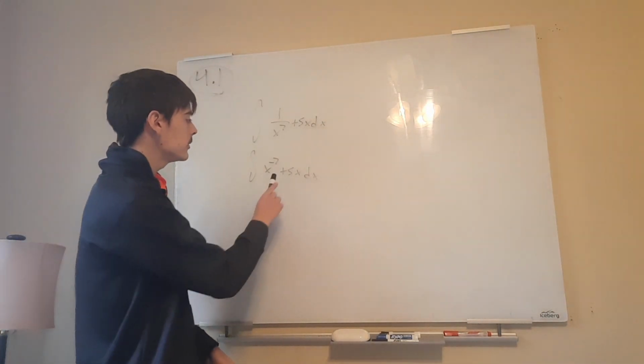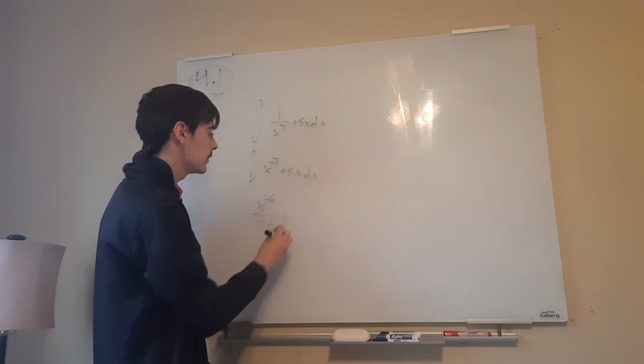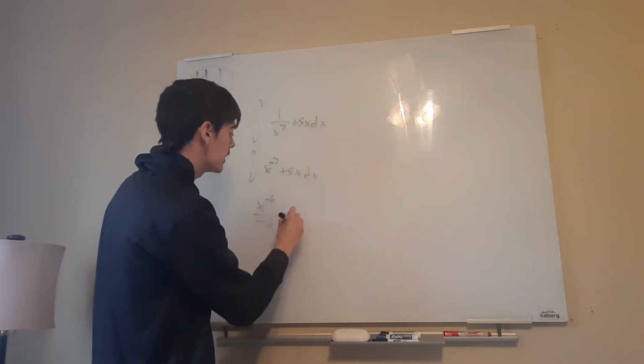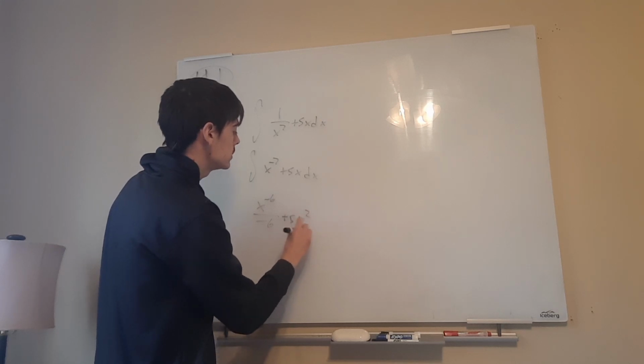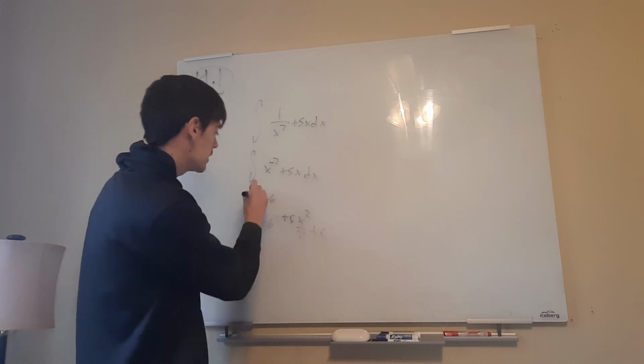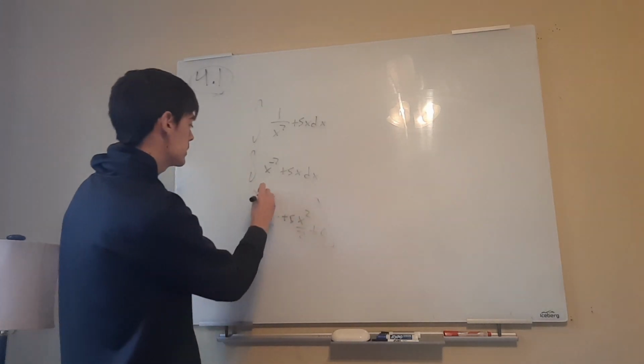And we can do the same thing with this 5x over here. So the integral of 5x will give us 5 times x squared over 2. And then you can't forget, we have to write plus c at the end. And then that is our answer for this example.